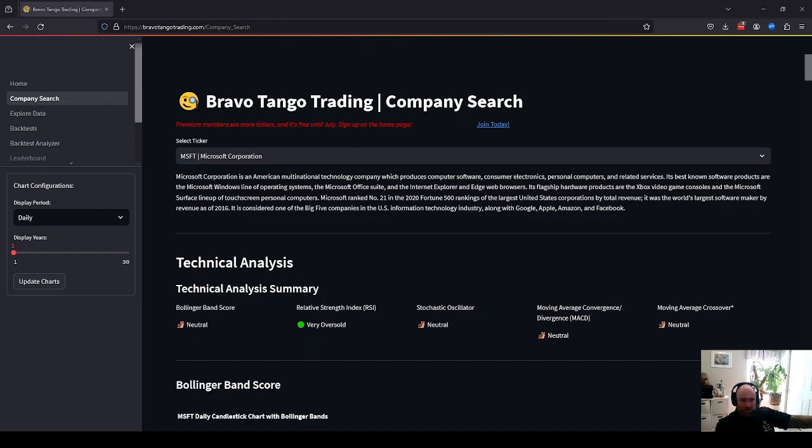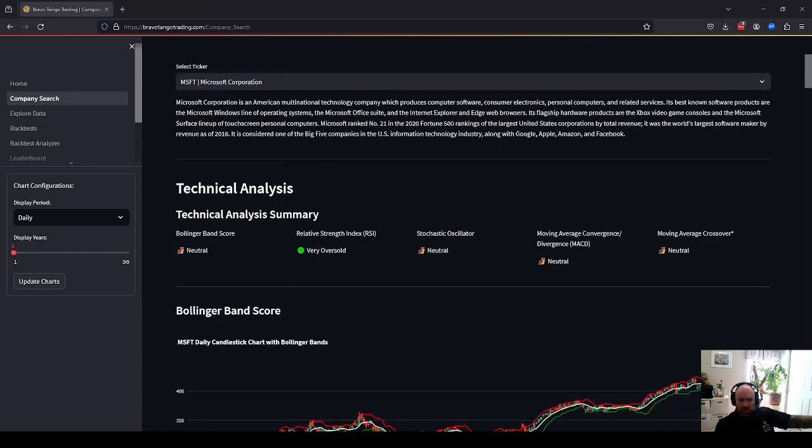Anyways, company search. If you are a member, so join on the homepage, you can get access to a whole lot more tickers. If you're just going to the site and clicking around, you're only going to see a limited selection of tickers. At the top of the page, we've got a brief description. Here we've got Microsoft pulled up.